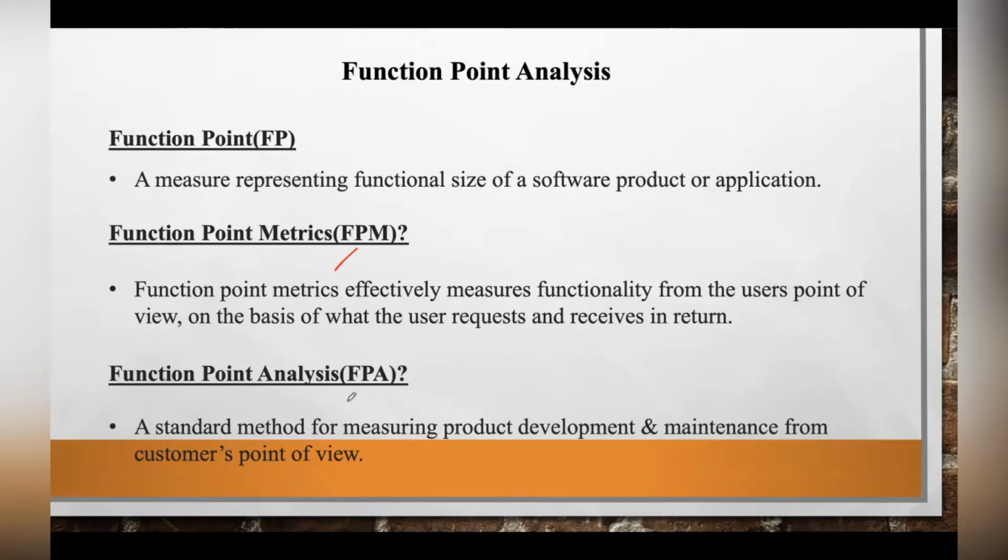Then we have function point analysis, which is a method used to measure the size and complexity of software systems based on their functional requirements. It provides a way to quantify the features delivered to users, making it easier to estimate cost, resources, and timelines for software projects. So, this is mainly used for measuring product development and maintenance from the customer's point of view.